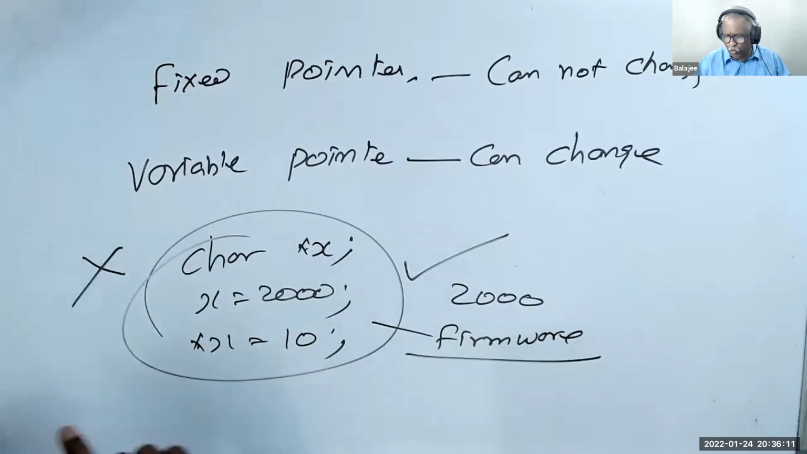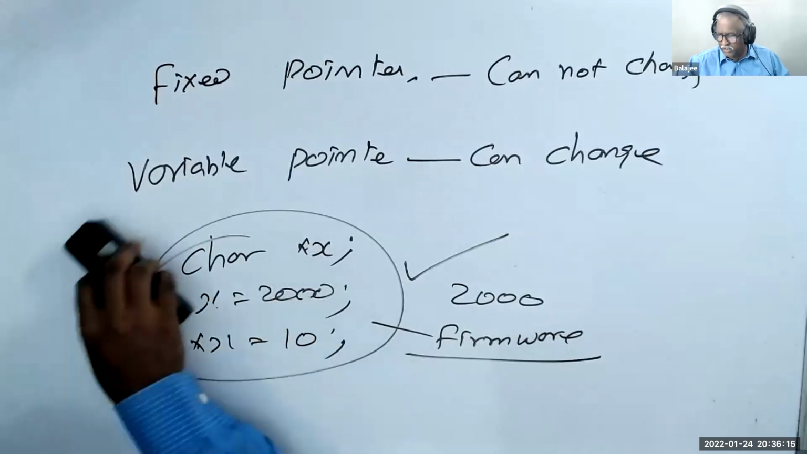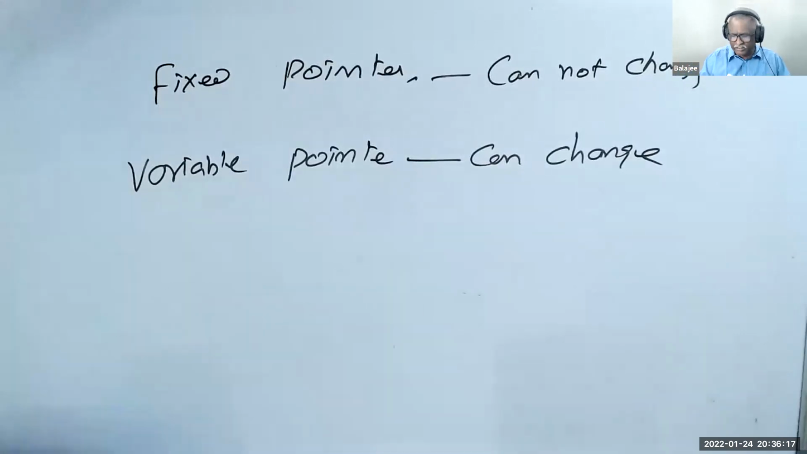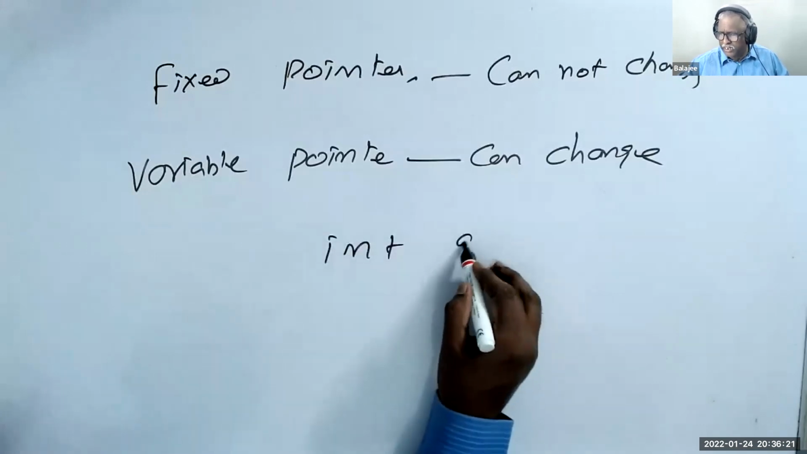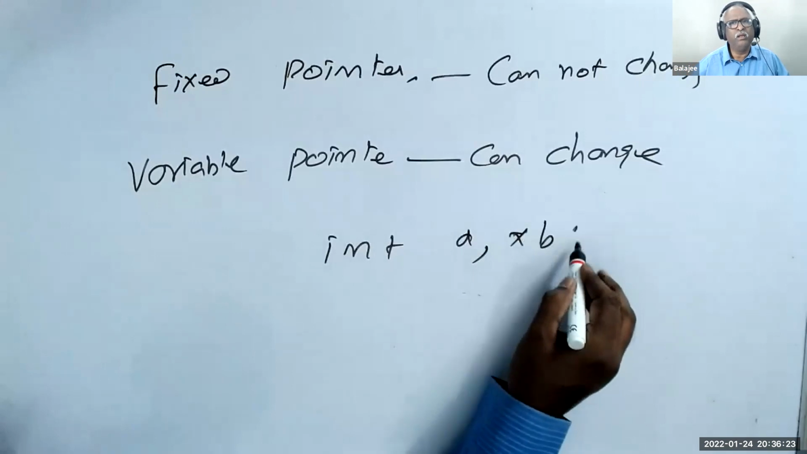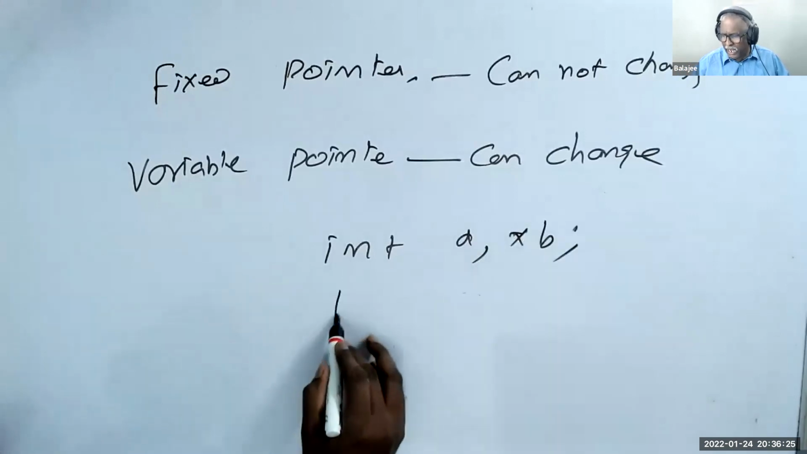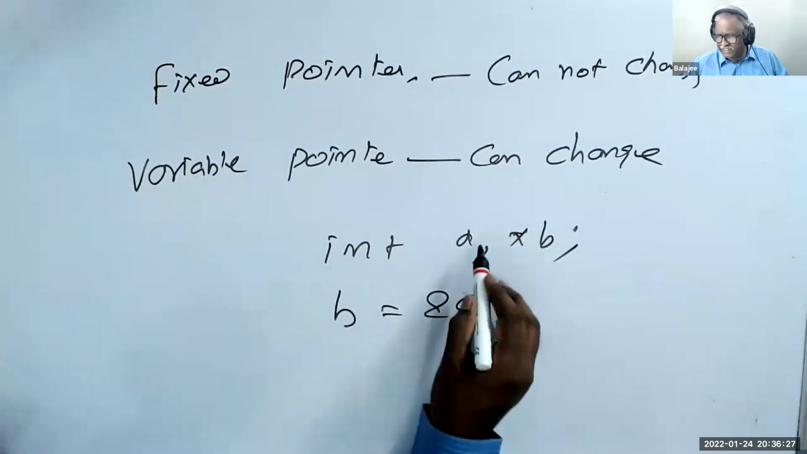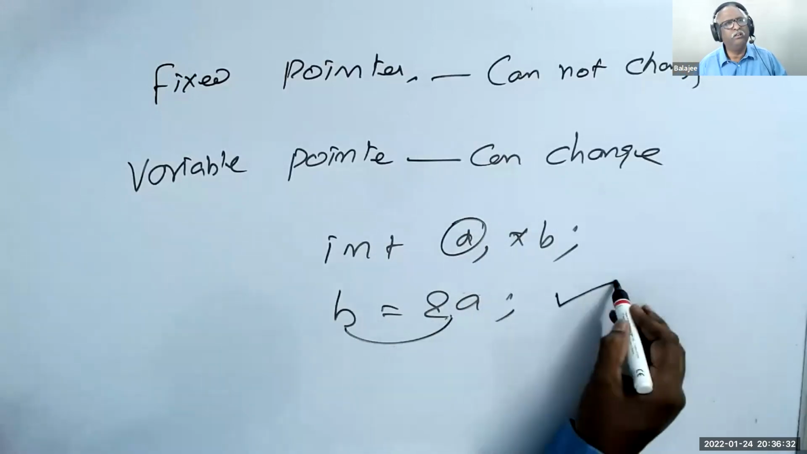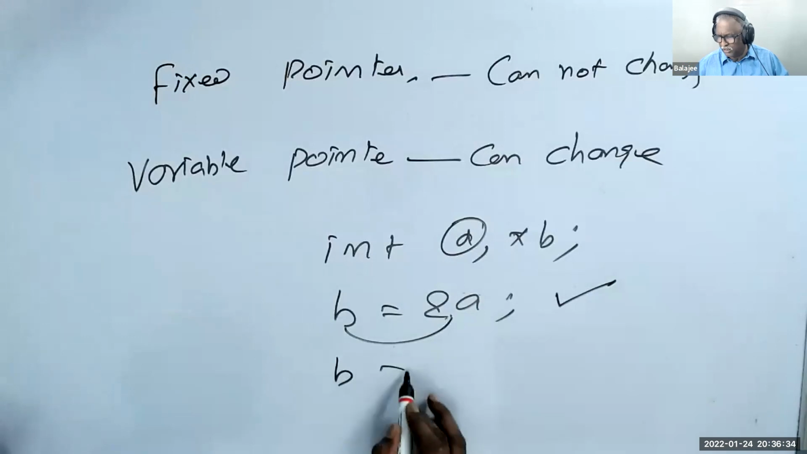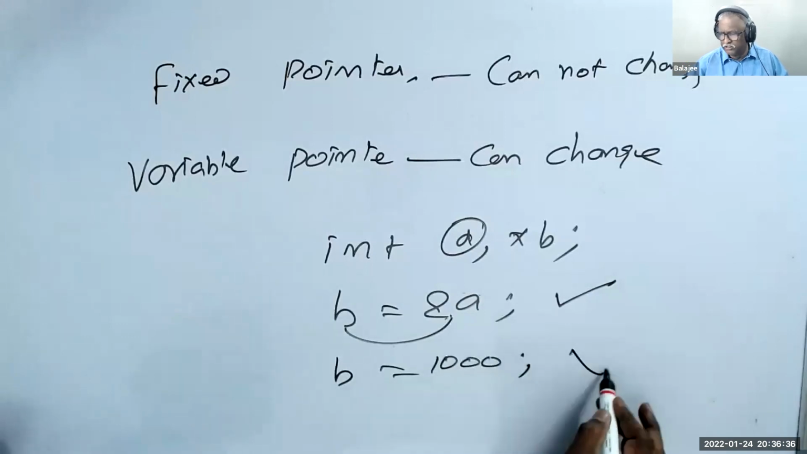You are not supposed to force the address. How do I set the address? There are many methods. The first method is like this: I say int a, star b. Now I say b is equal to and a, because and a is allocated by the compiler. That I can address. This is right. But if I put b is equal to 1000, this is wrong in software.